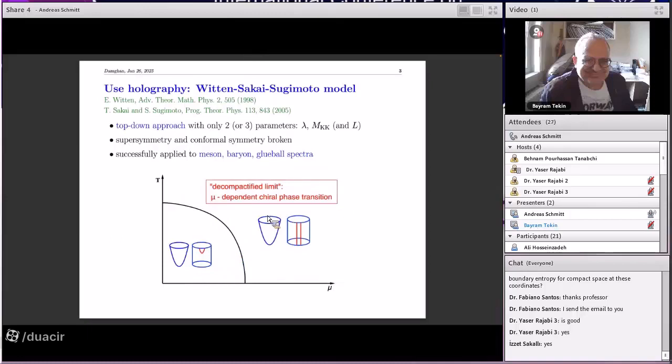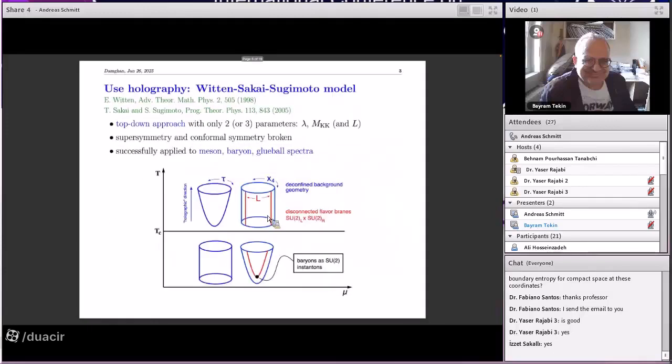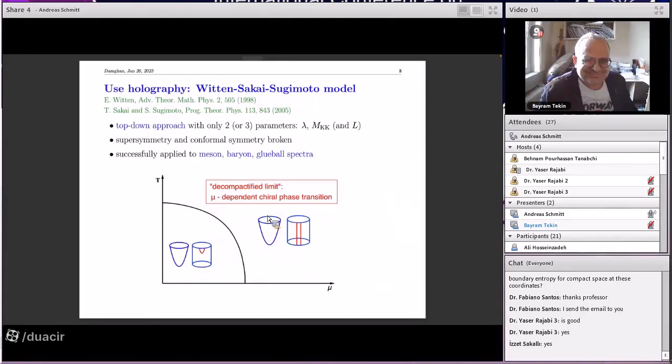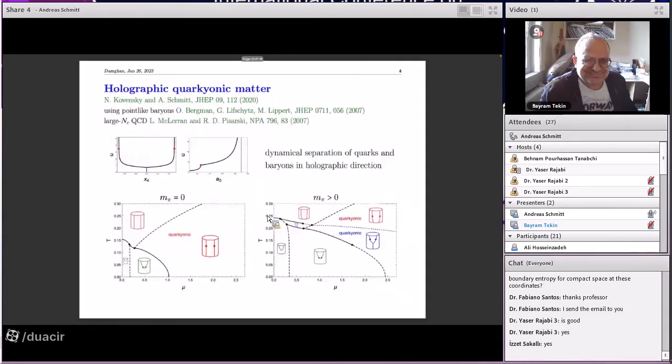Most of what I'm going to do later will be in this confined geometry shown here. So I'm not going to talk much about chirally restored matter or quark matter. My neutron stars will be made of nuclear matter only. I will ignore the quark matter because I'm working in this original setting of the Sakai-Sugimoto model.